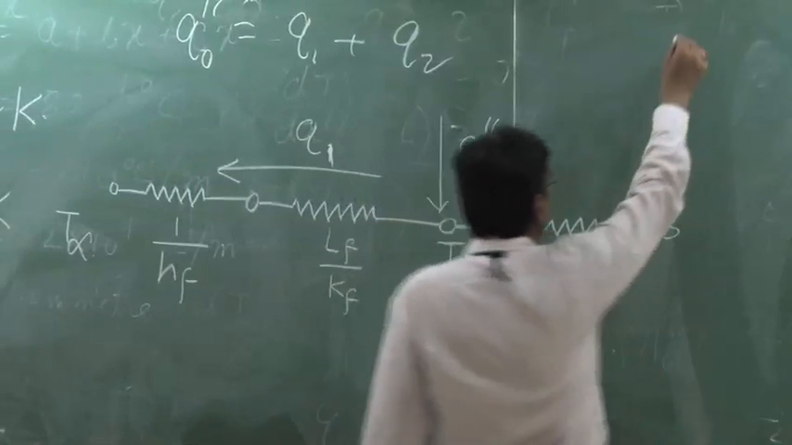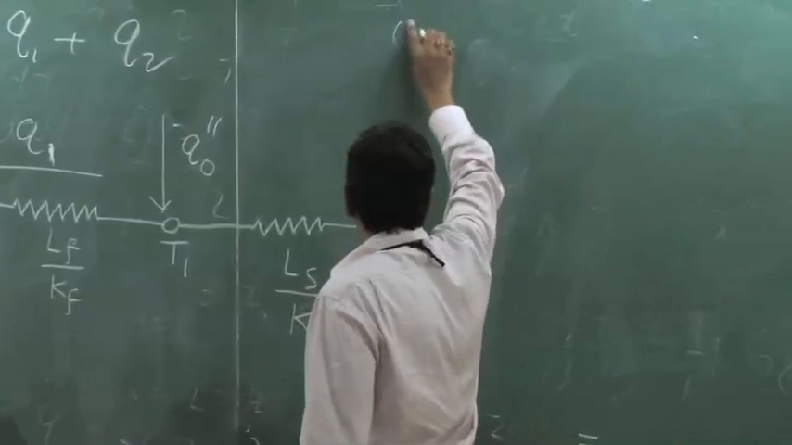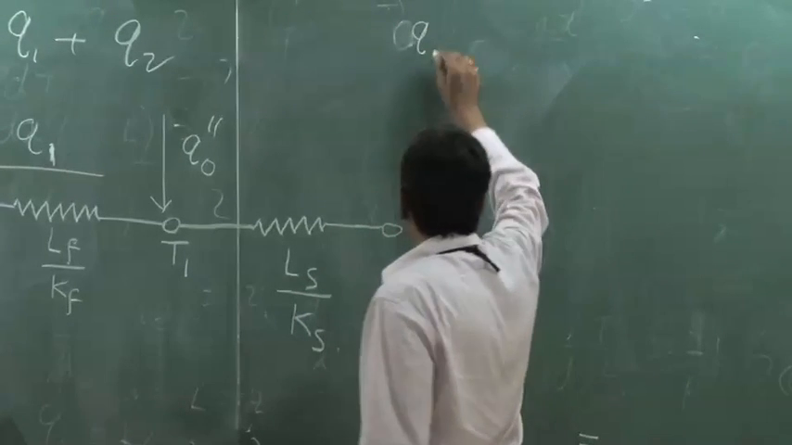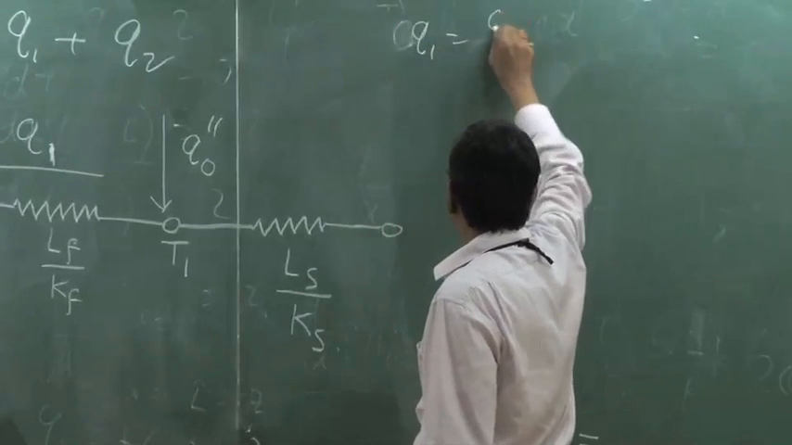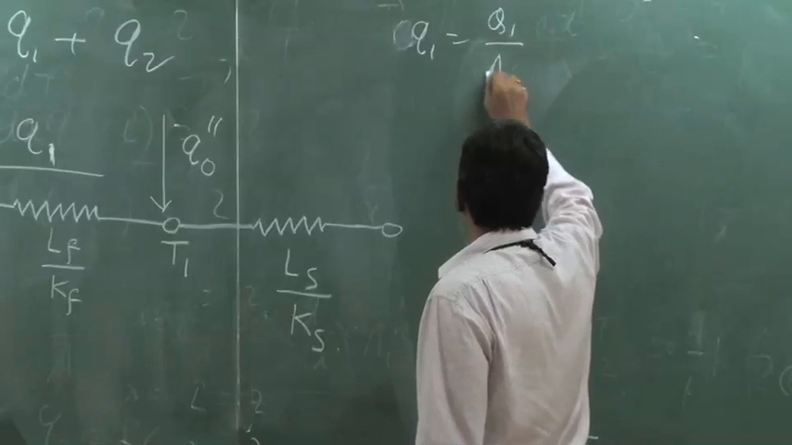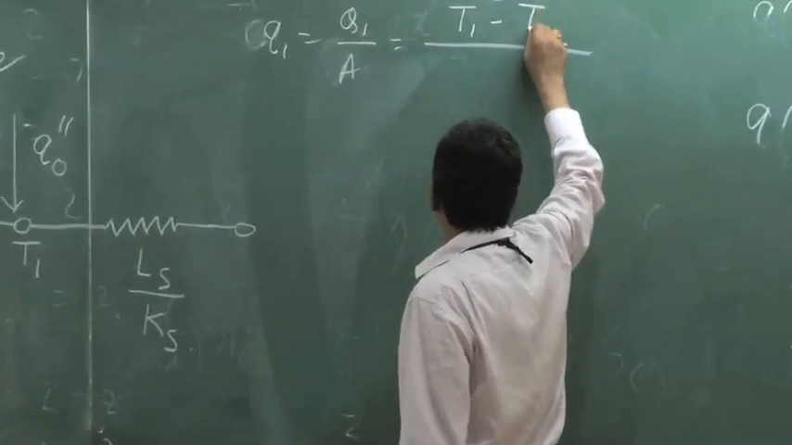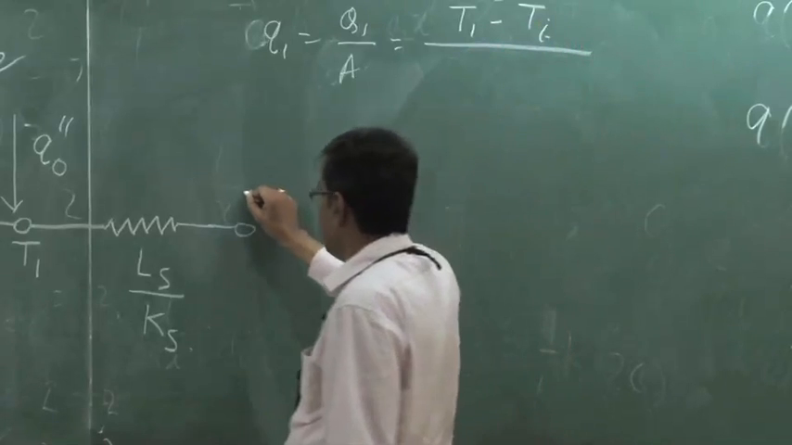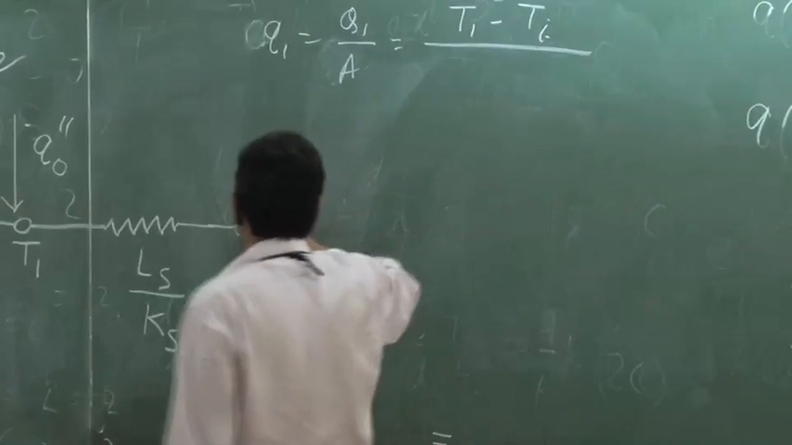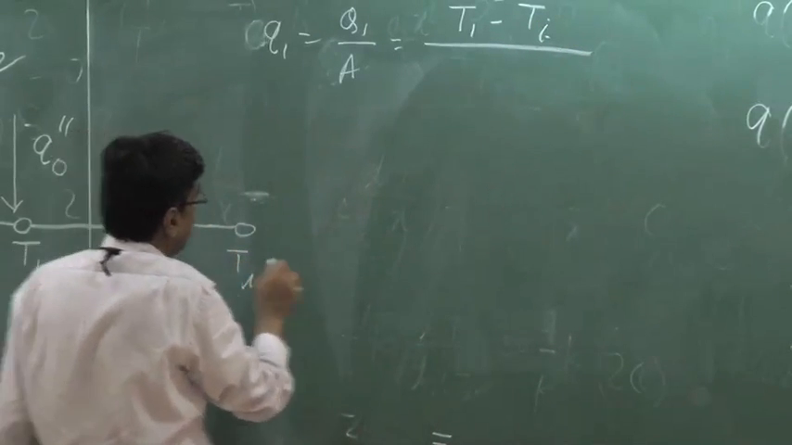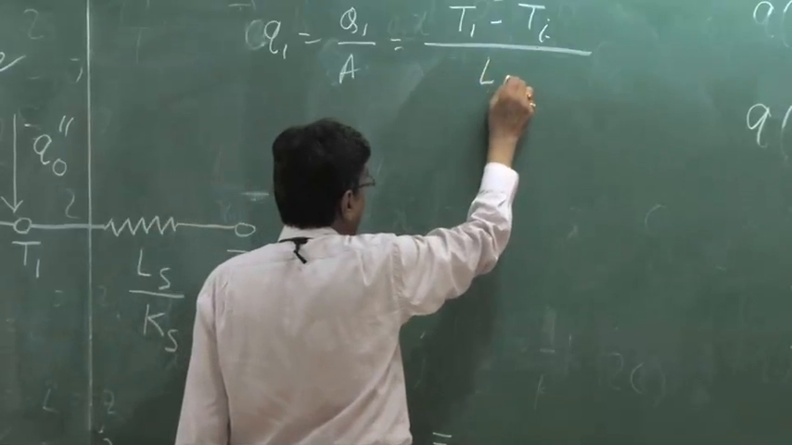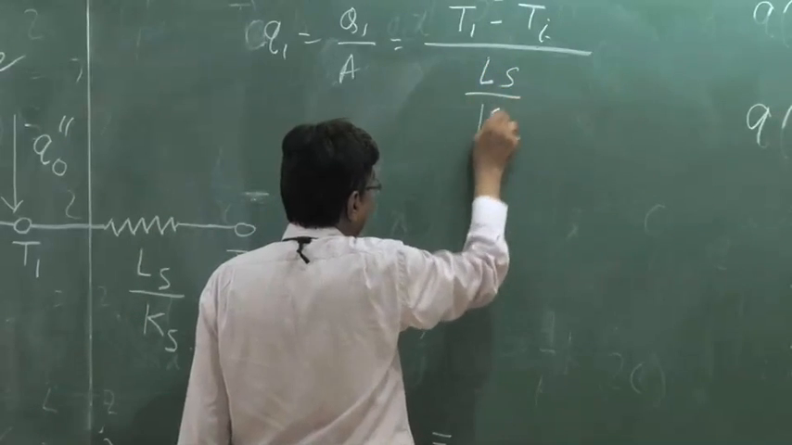That means you can generate this way that Q1, which is Q1 by A, is equal to T1 minus Ti, this is the Ti node, divided by Ls by Ks.